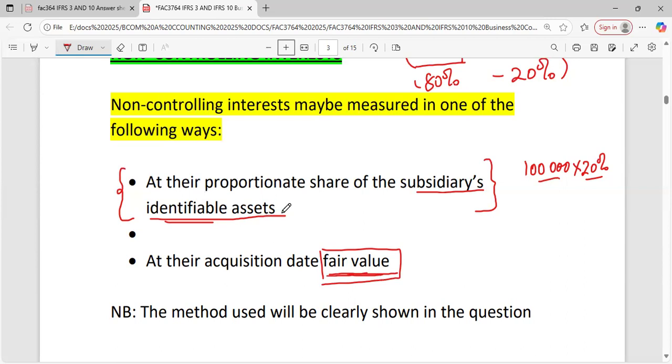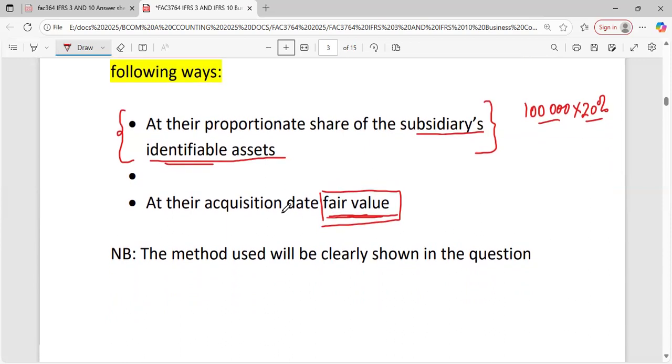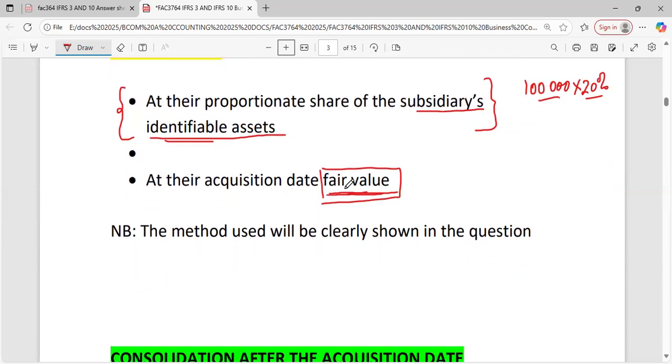Let me just go there and look. So in your question, what you should look at here is which method are you using to measure non-controlling interest? It will be shown in your question. The question will say non-controlling interests are measured at their proportionate share of the subsidiary's identifiable assets, or they can say they are measured at their acquisition date fair value. So you should always look at the question.